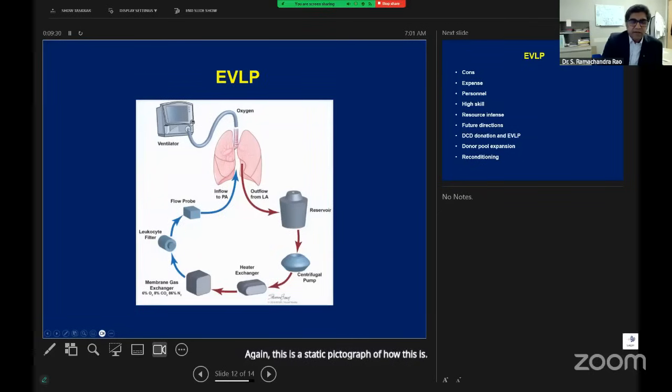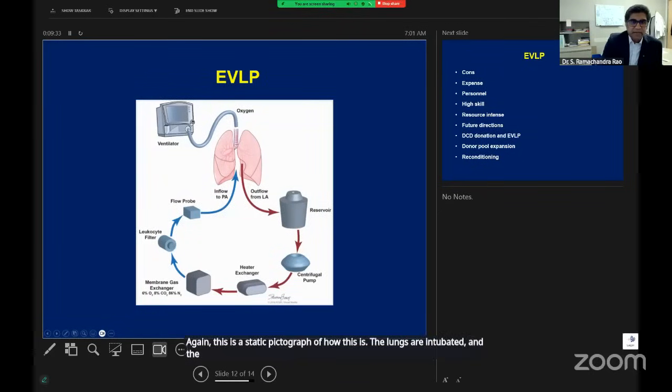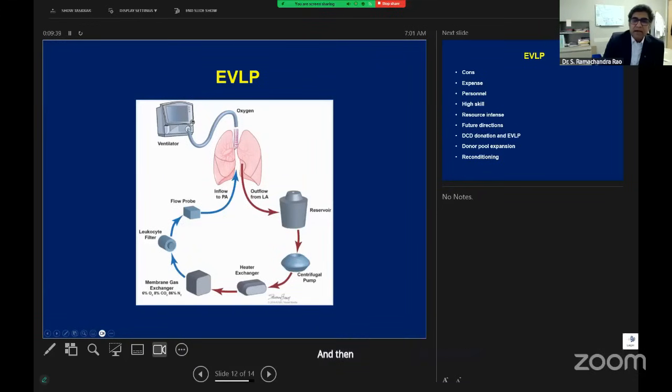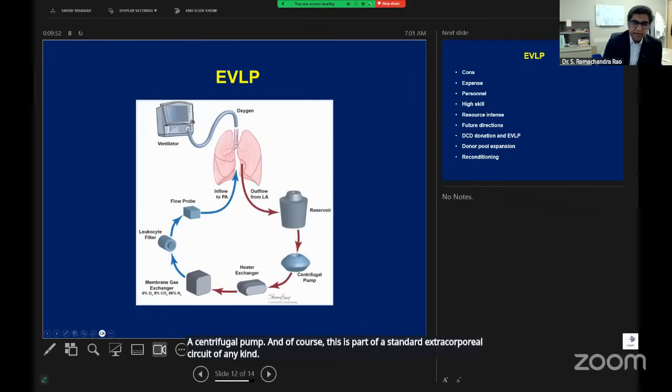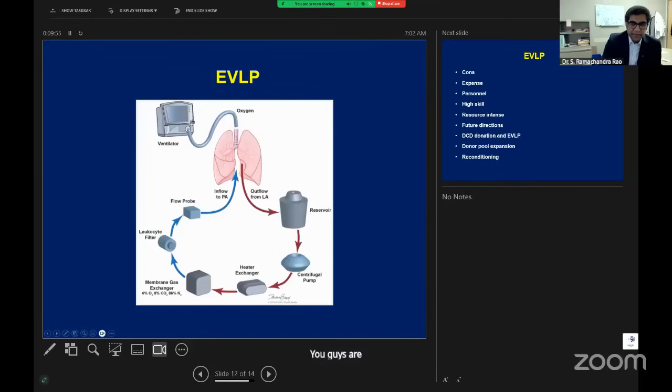Again, this is a static pictograph of how this is. The lungs are intubated, and the endotracheal tube is connected to a mechanical ventilator with lung protective strategy, like Dr. Varghese has pointed out. And then you have an antegrade circuit where you just have basically a centrifugal pump. And of course, this is part of a standard extracorporeal circuit of any kind, including ECMO, et cetera. You guys are all familiar. The pump plus the heat exchanger connected through a membrane to a leukocyte filter and a flow probe.